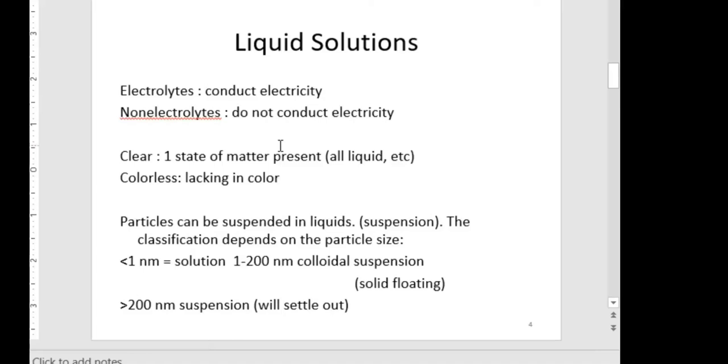All right, so the opposite of clear is usually cloudy, and colorless is just lacking color. So you think solutions can be blue and clear, all right, or cloudy and yellow, those kind of things. So don't get them mixed up.